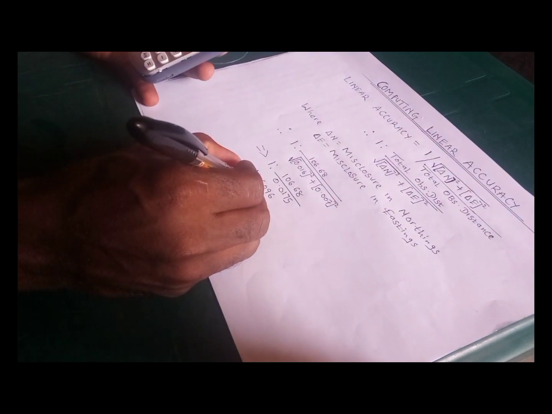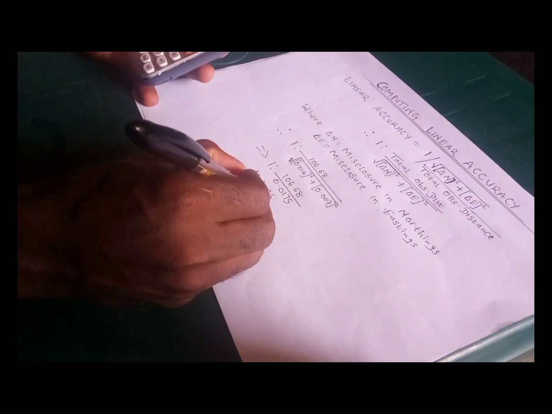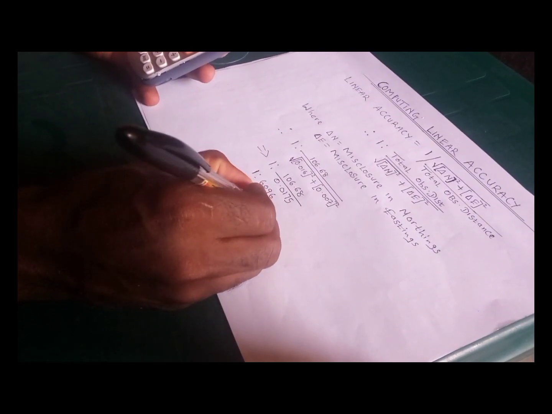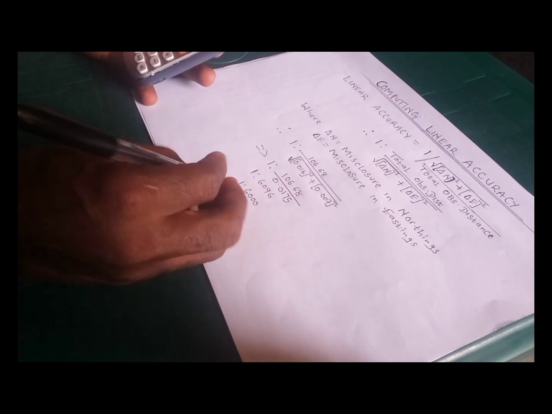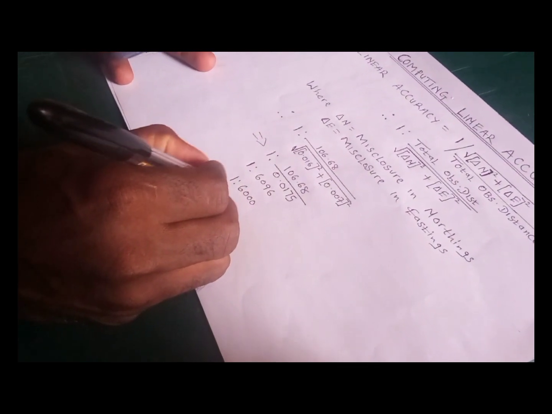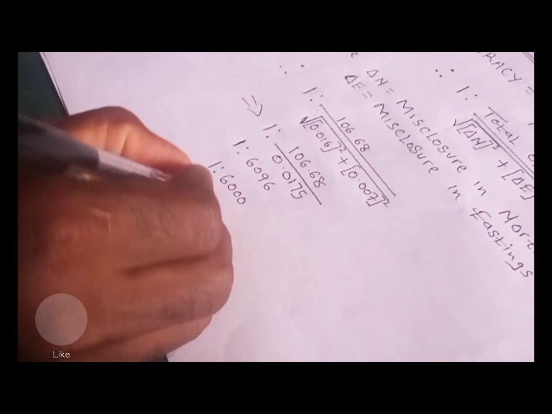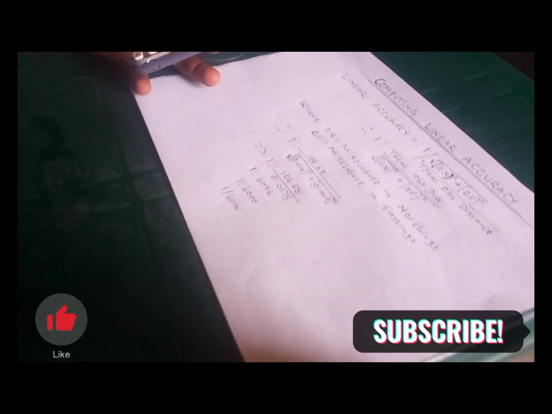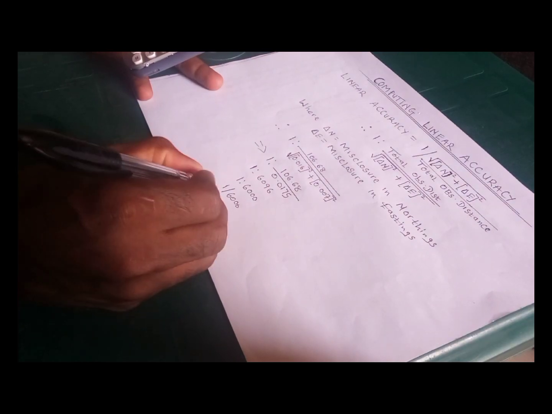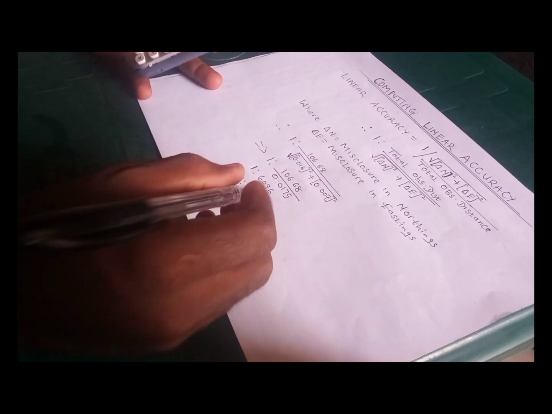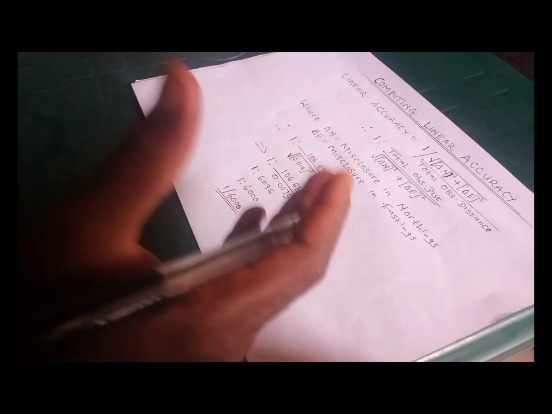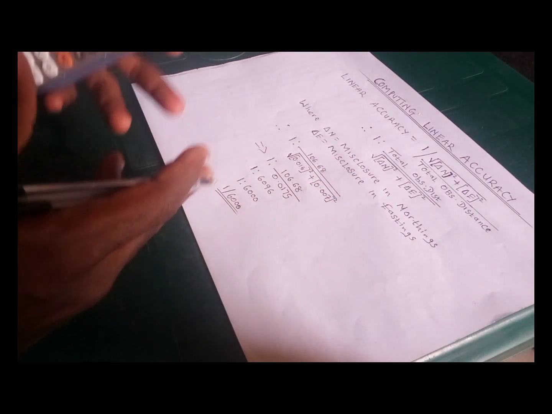So I'm having 1:6000. So this is to a whole value. So this can also be written as 1/6000. So what this simply means is that our linear accuracy for this computation, this traverse job, is 1 to 6000.